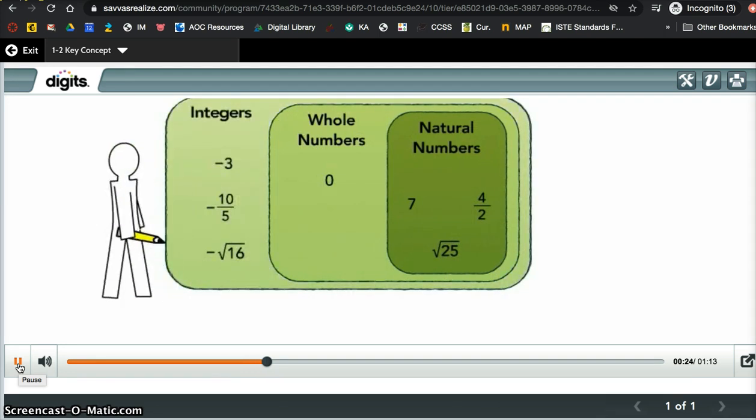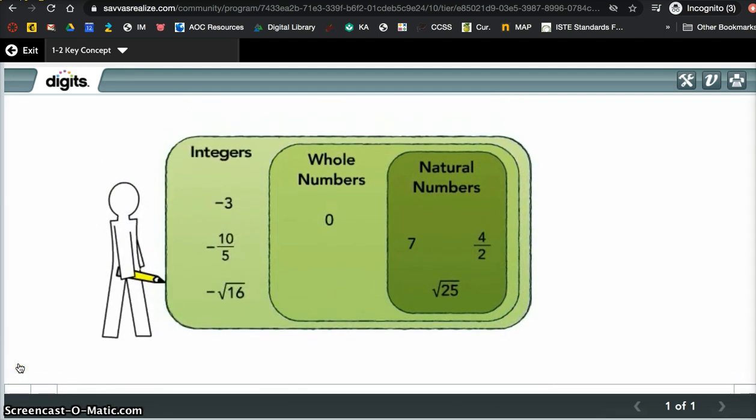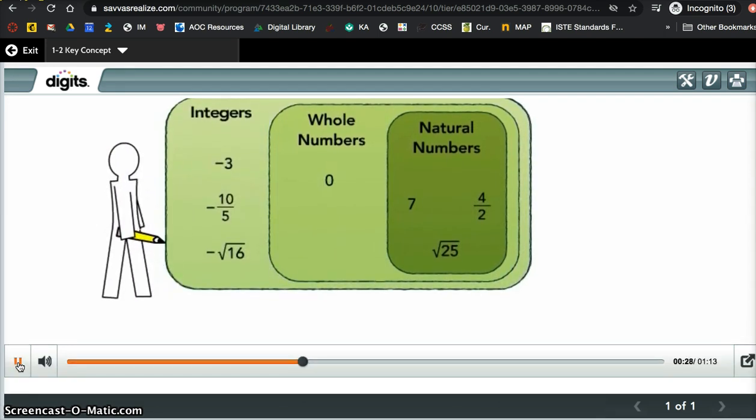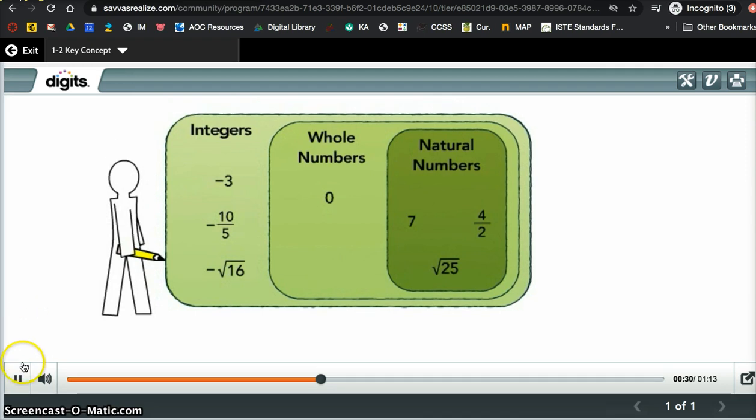The integers are the set of positive whole numbers, their opposites, and 0. So all the whole numbers and the natural numbers are integers. Okay, so the natural numbers and the whole numbers are also integers. But integers are not necessarily natural numbers, and they're not necessarily whole numbers. But all of these types of numbers are also integers.